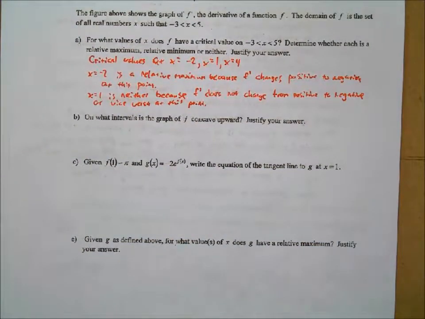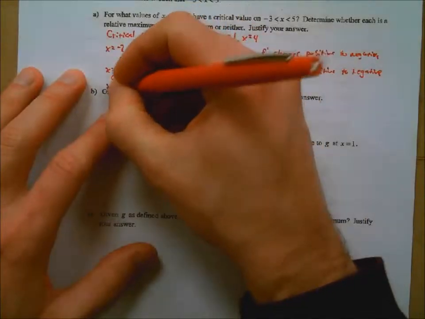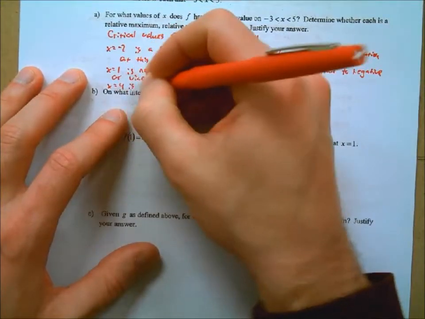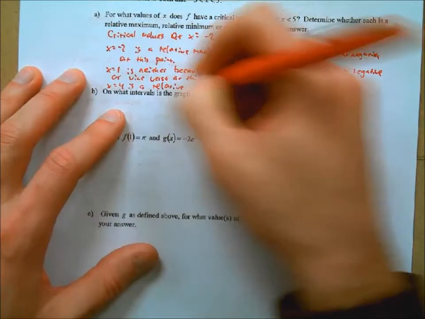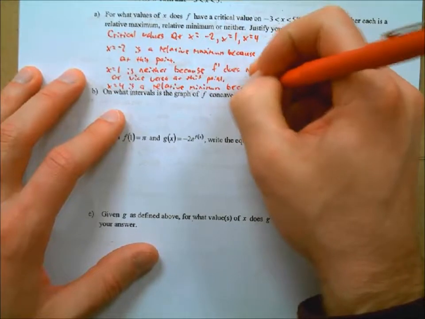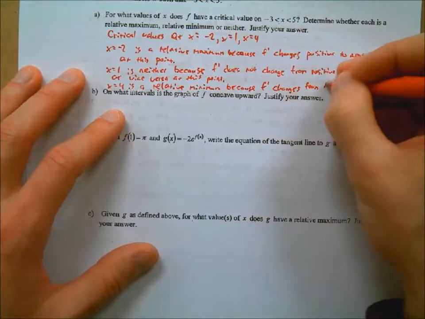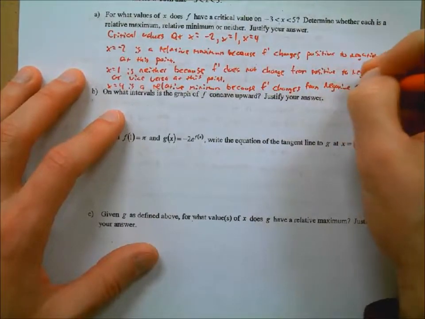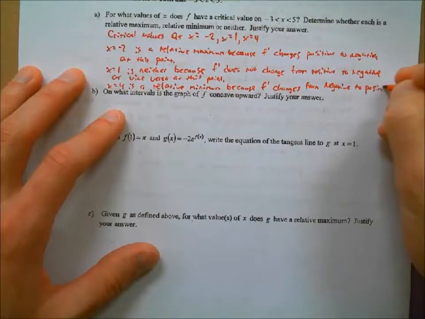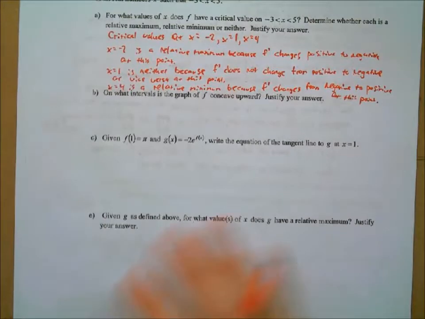Okay. And then lastly here, what about at 4? What do we have there? We have a relative minimum because f prime changes from negative to positive at that point. At this point. Okay.